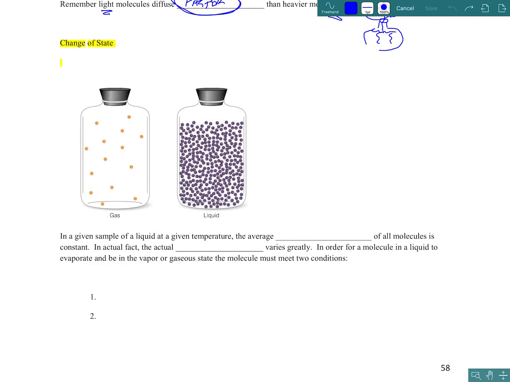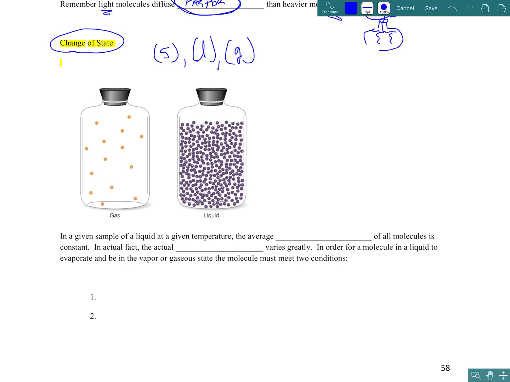Today in this lesson we're going to talk about something called a change of state. We have talked earlier about states of matter. We talked about the solid state of matter, the liquid state of matter, and the gaseous state of matter. And we talked about properties of each of those, if you recall.